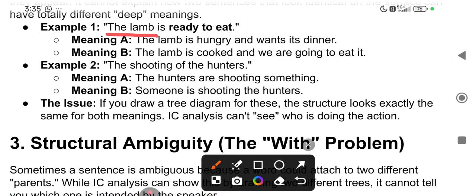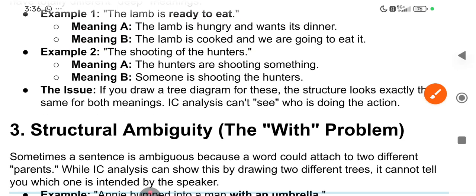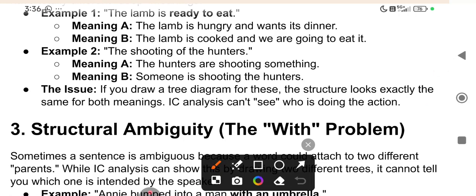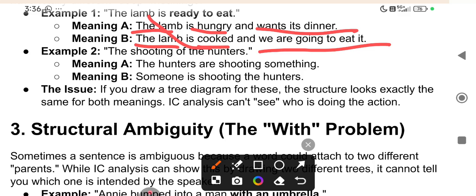The lamb is ready to eat, meaning 1 and 2, because there is ambiguity. First meaning is the lamb is hungry and wants its dinner. Second meaning, the lamb is cooked and we are going to eat it. Chicken is ready to eat. Either the chicken is hungry, or it is cooked chicken.